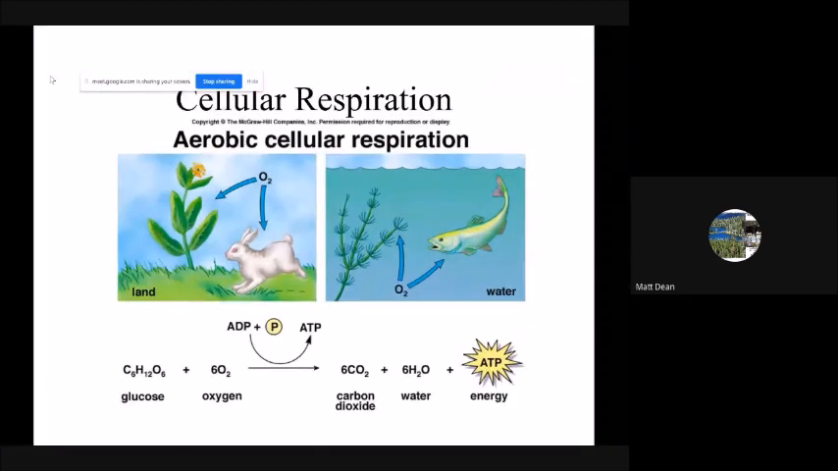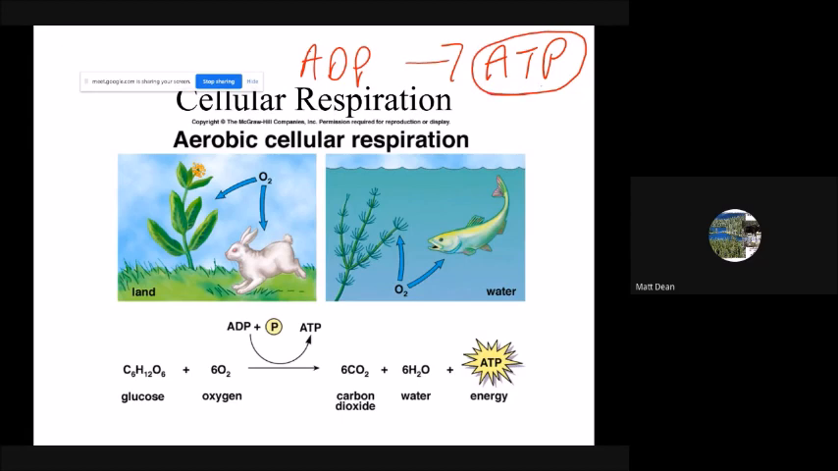So some important things about cell respiration. Cell respiration's job is to take the energy out of food, transfer that energy to the bonds of ADP to make ATP. It's kind of like charging up a battery. And then ATP is going to be the power source for pretty much everything our body does. Every living thing on Earth that we know of does some type of cell respiration.